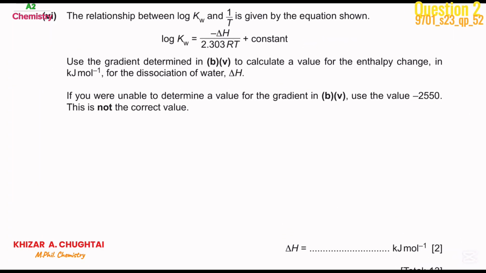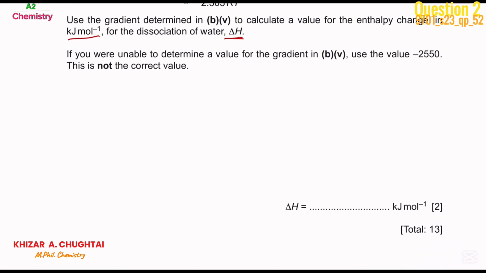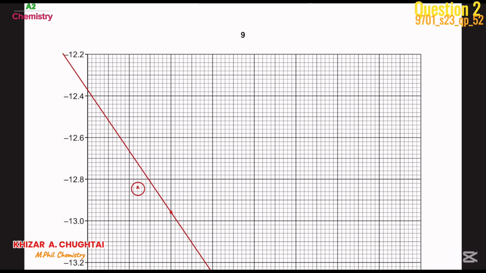The relationship between Kw and 1 over T is given by this equation shown over here. And use the gradient to determine the value of enthalpy change in kilojoules per mole for the dissociation of water, delta H. If you were unable to determine the value of the gradient, then use this value and so on. First of all, I'm going to find the gradient.